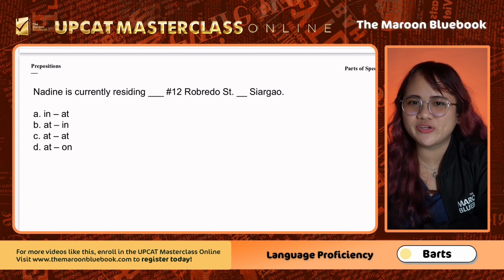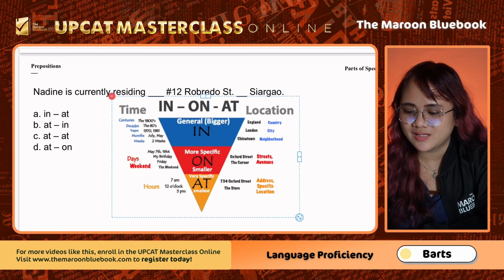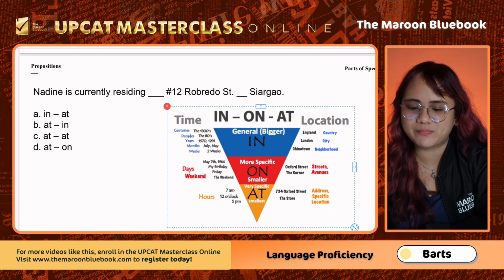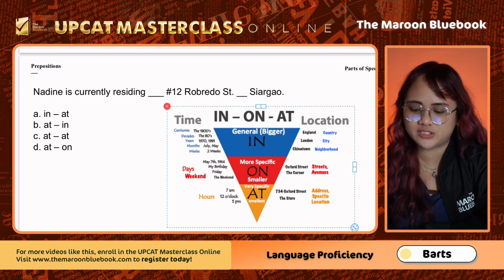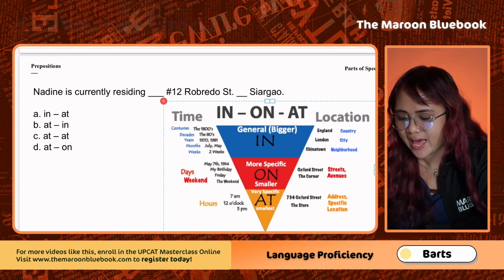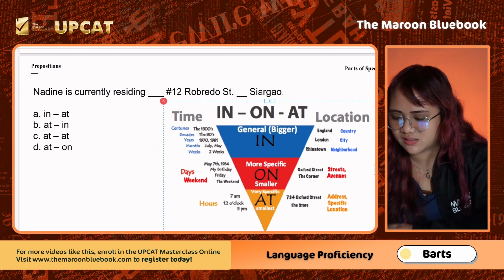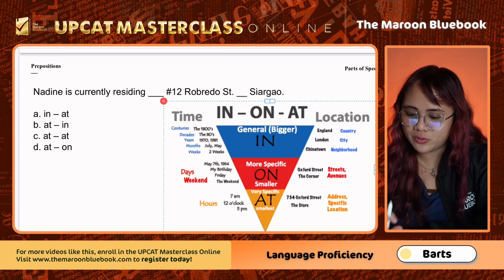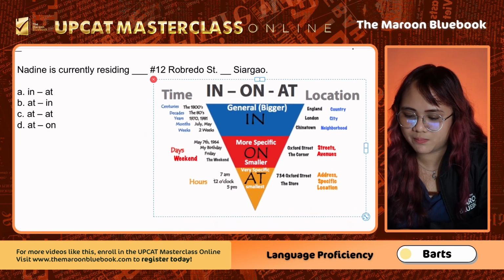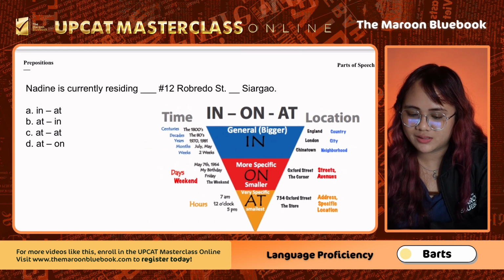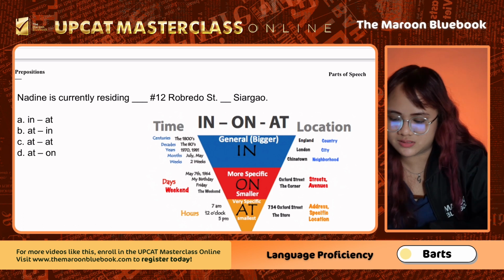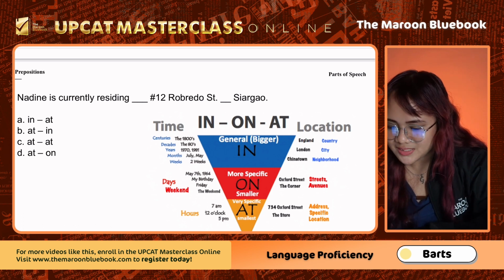Now let me show you this helpful diagram. So with prepositions, there are two types. We have the preposition of time and the preposition of place. And how do we use in, at, on in these scales of things? So here with this question, we're definitely gonna use the preposition for place. So we're gonna refer to this side of the diagram for location.